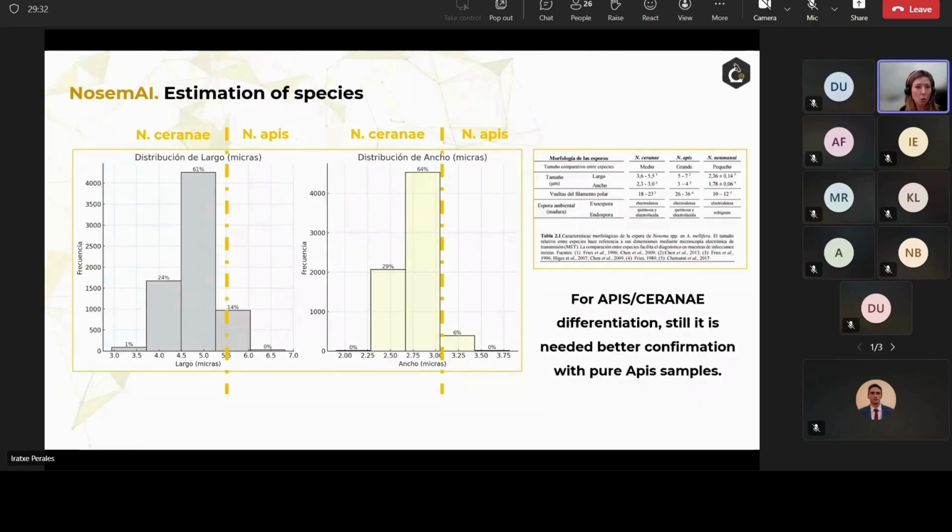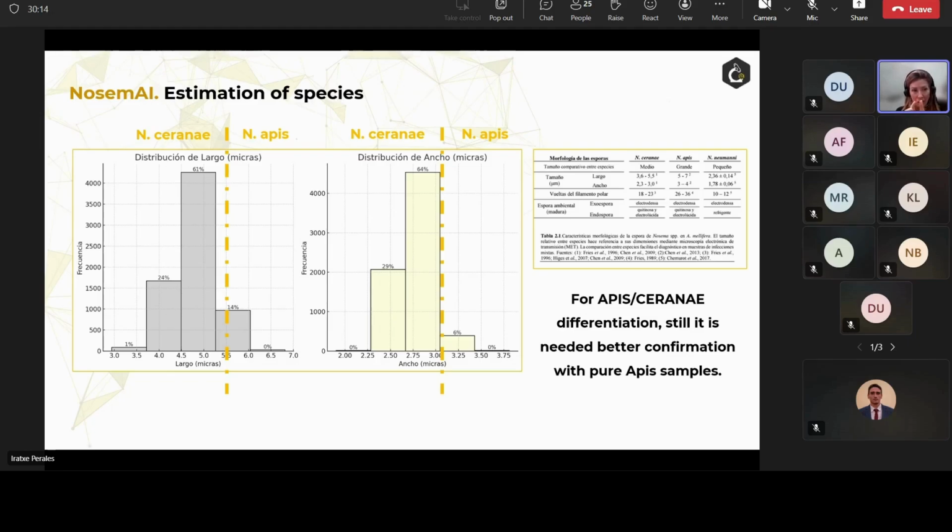Here I can show you the estimation of the species. This is what we got as results of the 50 analyses, so 50 samples. This is the plot that we obtained with all the sizes. The samples were all positive to Nosema ceranae, and not positive or not definitive for Nosema apis. So here you can see, based on length and width, the line at which, based on dimensions, it should be ceranae or apis.